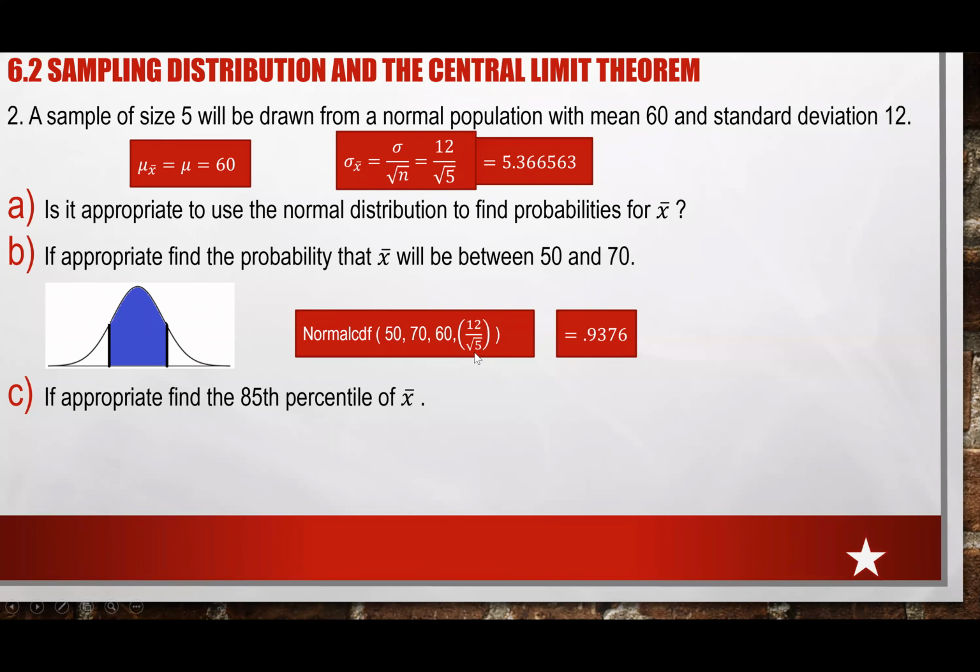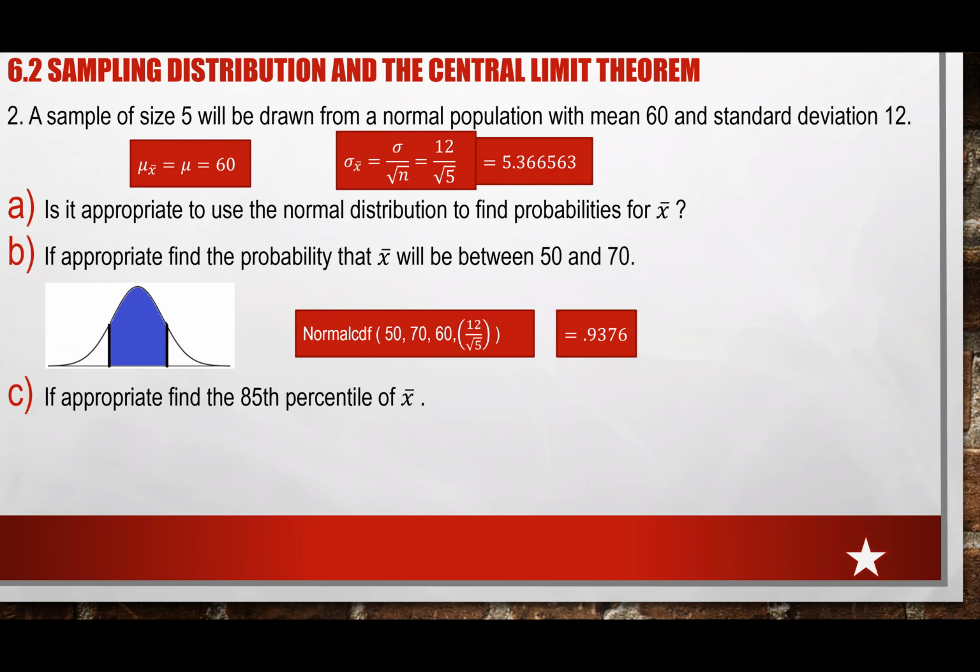So you can either type it this way, which is 12 divided by the square root of 5, or you can use the decimal, but when you use the decimal, make sure to use at least 6 decimal places after the decimal to be safe, okay? But to go back, the idea of chapter 6.2 is the same as the prior 6.1.